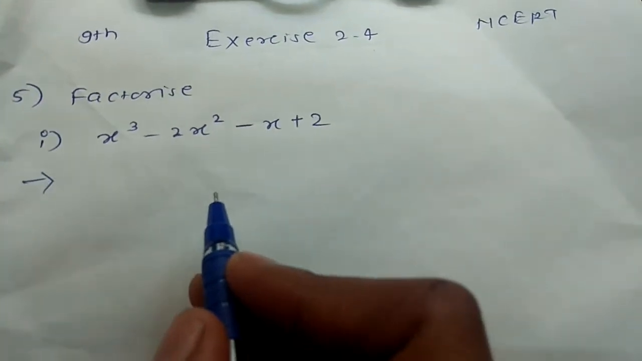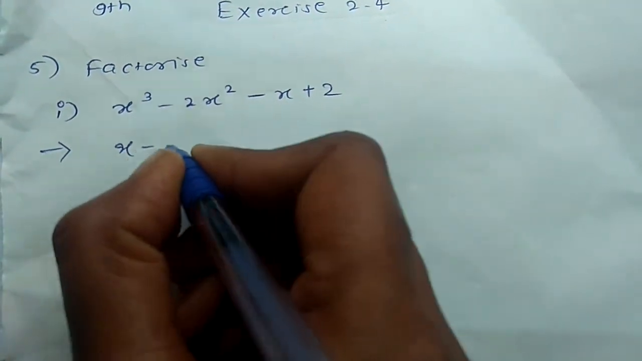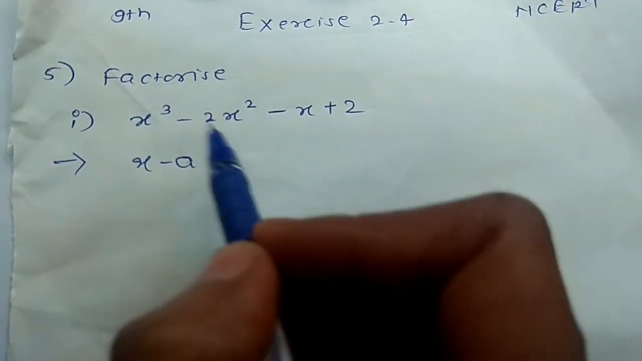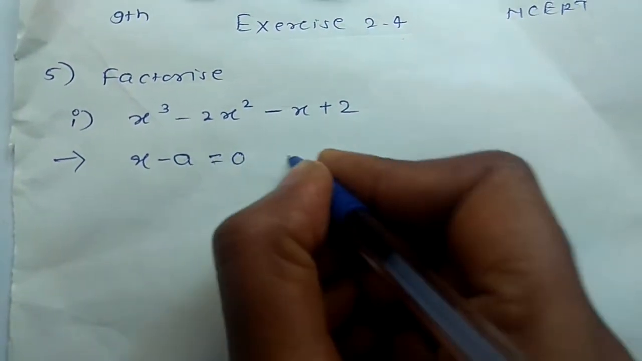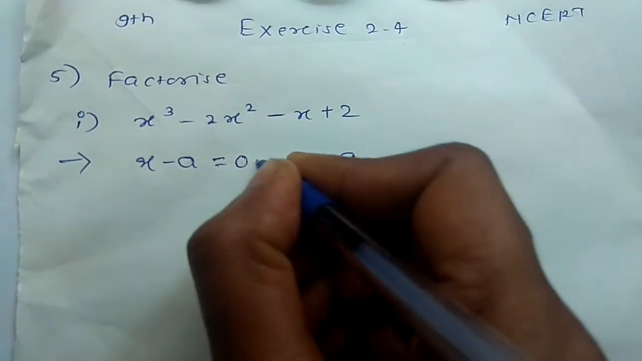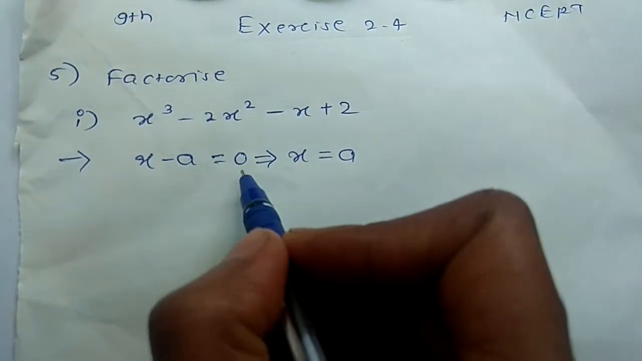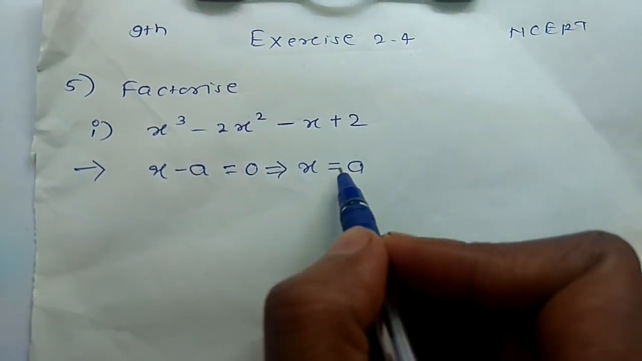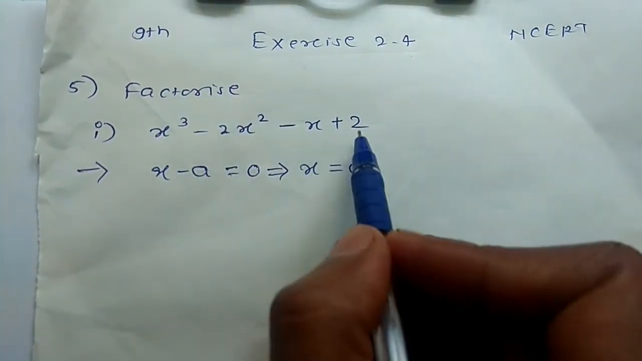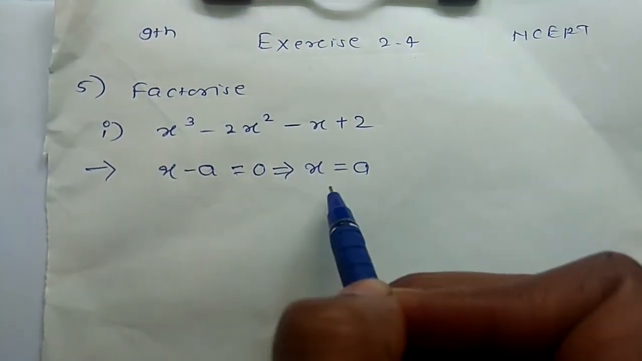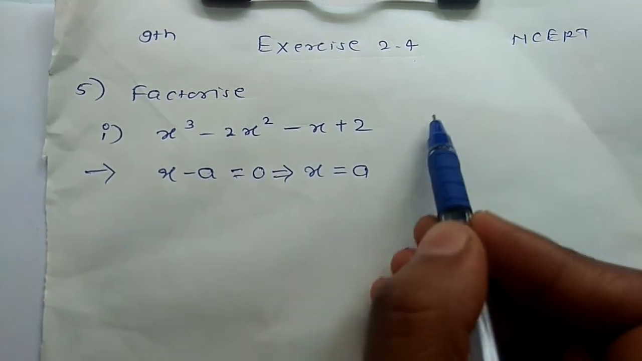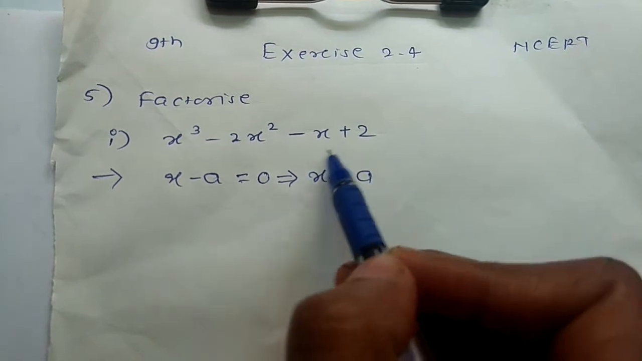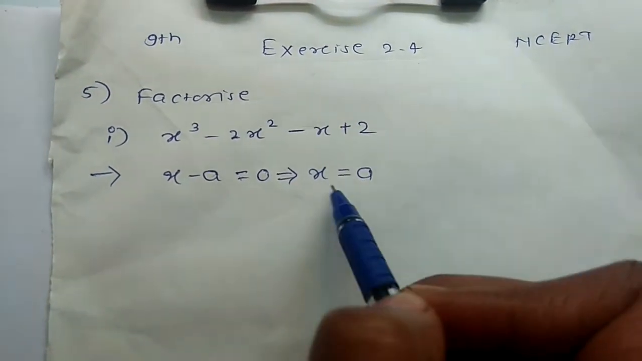So for factor theorem, as we know, if x minus a is to be a factor of this polynomial, then at x equals a, you have to equate this as 0. Wherever there is x, you have to put a. At that value, if this polynomial gets equated to 0, it means x minus a will be a factor. Just shift this a this side and that will be the factor.